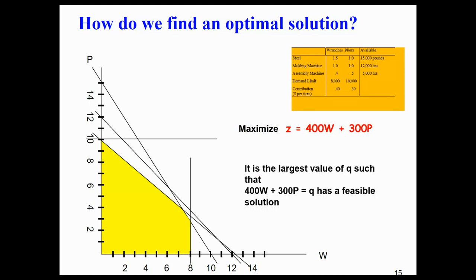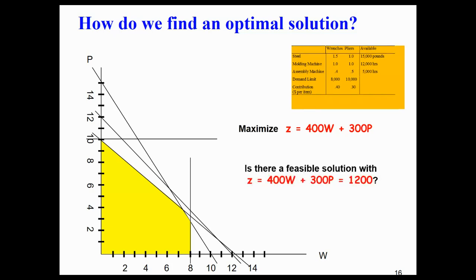So go back to our initial problem. We want to maximize our Z. Our objective function is 400W plus 300P. Let's say we put Z, which is just our objective function. So we need to find our Z, which is just equal to 400W plus 300P. So how to do just that? Okay, I show you this one.